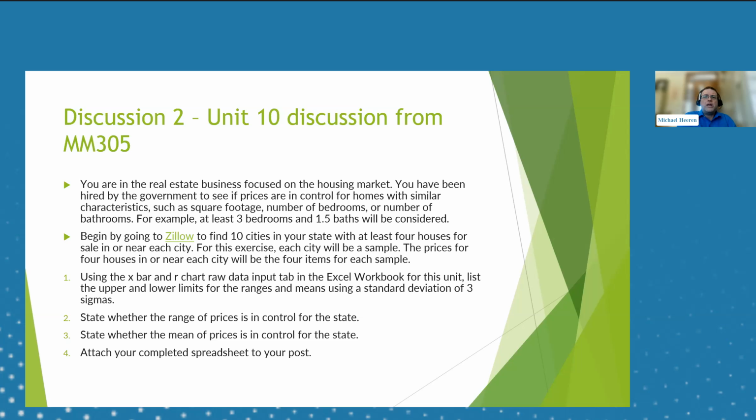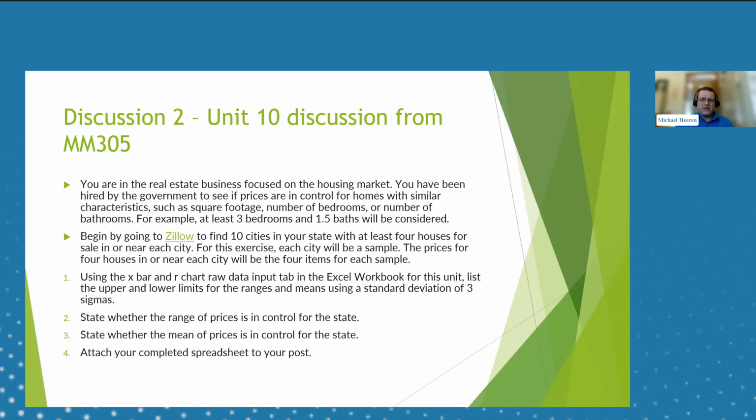We provided them a location to go. In this case, we asked them to go to Zillow. And one time, 10 cities in the state. And that worked for, I think, all the states. That typically you have at least 10 cities which have houses available for sale, or at least relatively close, so that you can get that small sample of 4 from each of the cities.